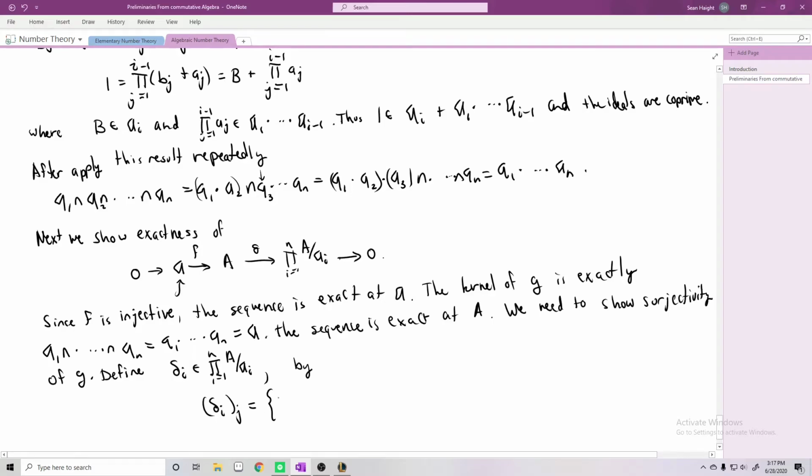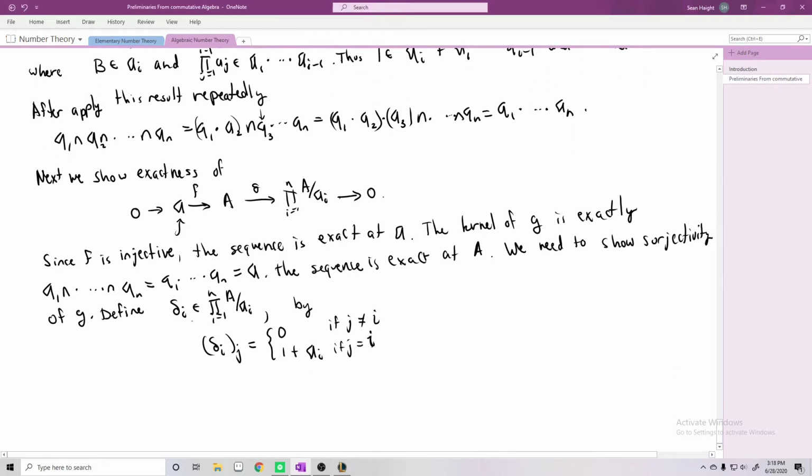The jth component is either going to be 0 or 1 plus a sub i. If j is not equal to i, it'll be 0, and if j is equal to i, then it'll be 1 plus this thing. So these are essentially a nice set of generators for this ring. Note the collection of delta sub i generates this product as an A module.